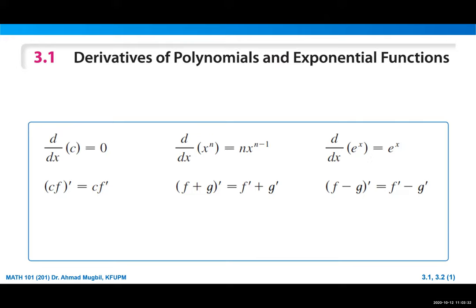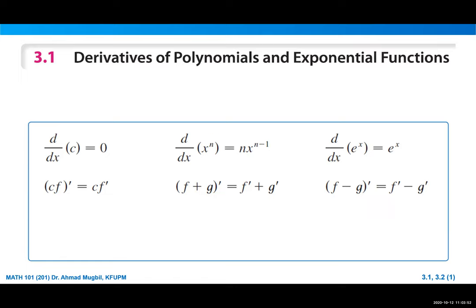So we will play the game of solve or skip together. If it is easy, we will skip it. If there is a new idea or a new trick that we need to learn, we will solve it. If you remember, 3.1 was about the derivatives of polynomials and exponential functions.